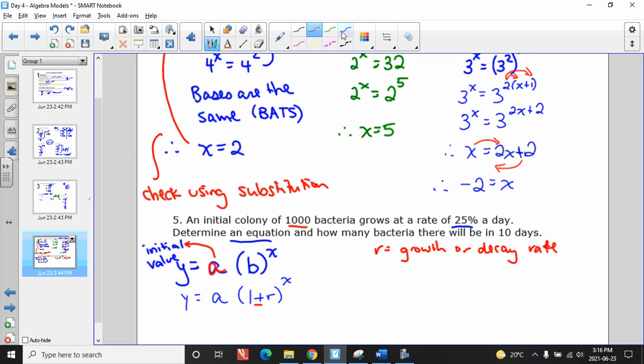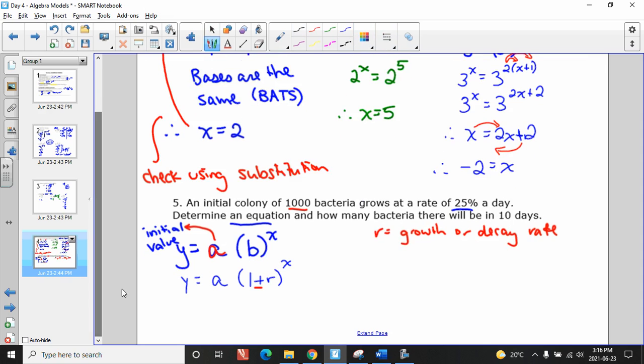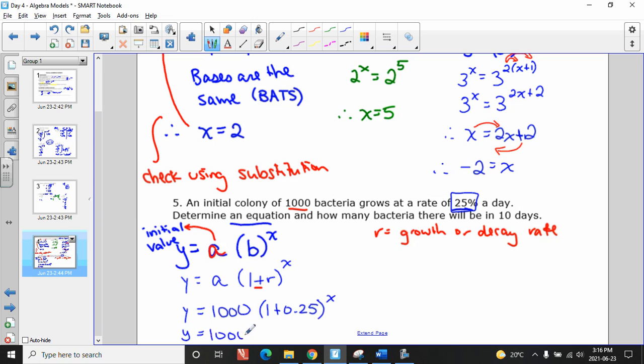So in this question, I'll get my pen set up again. The initial value is 1,000, so that's what goes out front. In brackets, I'm going to have 1 plus my growth rate. It's shown in percent form, but to add it to 1, I need to change that to decimal form. So dividing by 100, we'll put that in decimal form. I can simplify that one last time. Inside the bracket, I have 1.25, and then raised to the exponent x. So there's my ready to go equation.